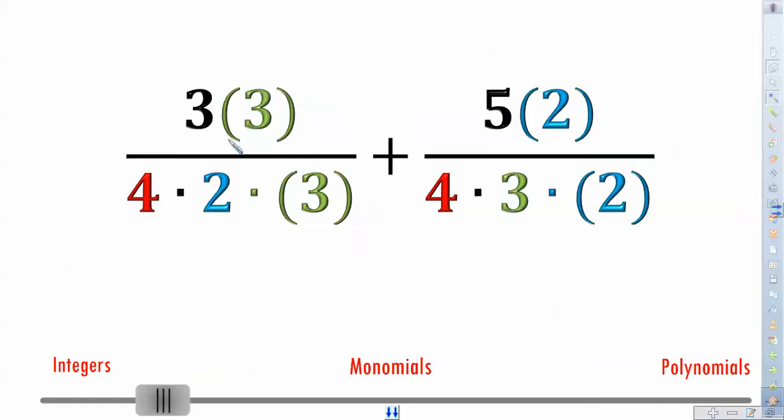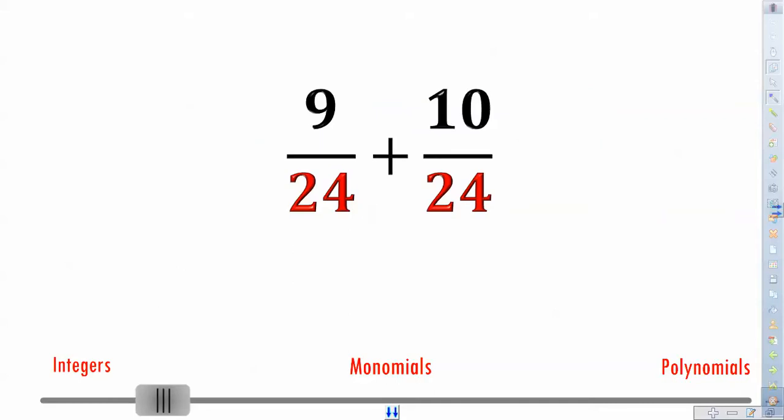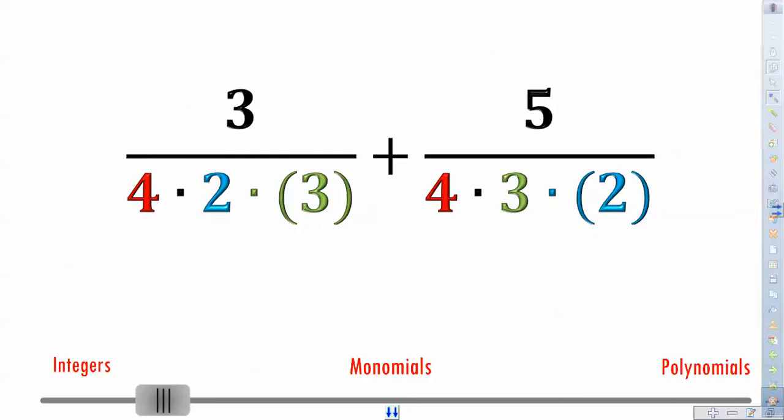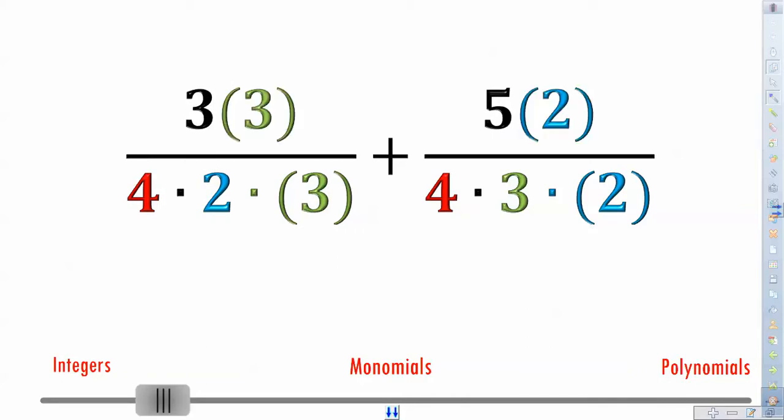If we back it up here a little bit, 3 times 3, that gives you your 9. 5 times 2 gives you your 10. You guys have been doing this for years now, right? I'm just really breaking it down into steps here, because these steps right here that you're seeing of factoring, finding the missing factors to get your common denominator, is what we're going to be using when we move on to monomials and polynomials.